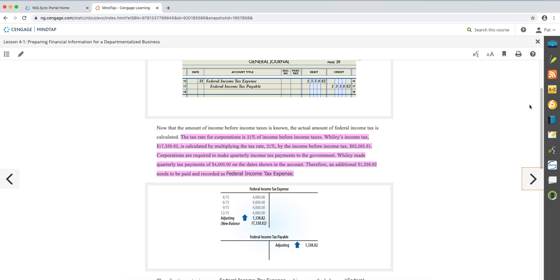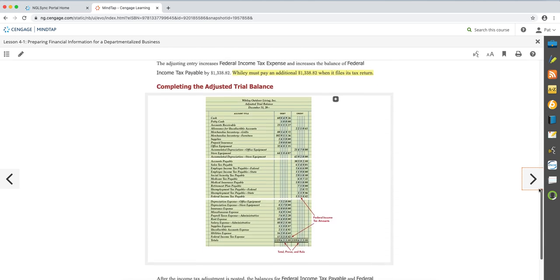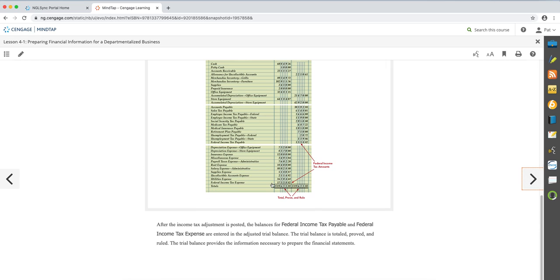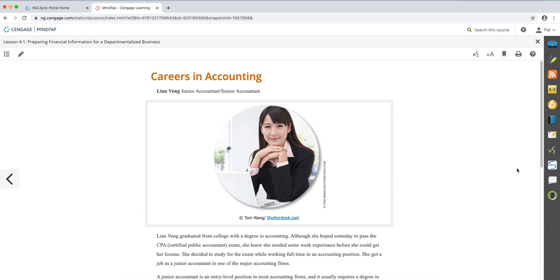Debit the expense, credit the payable. Then you go back and put it into the adjusted trial balance, and we would complete that trial balance. These would equal. And again, we'll slowly go step by step to complete that and show you what that's like in our work together. Thanks.